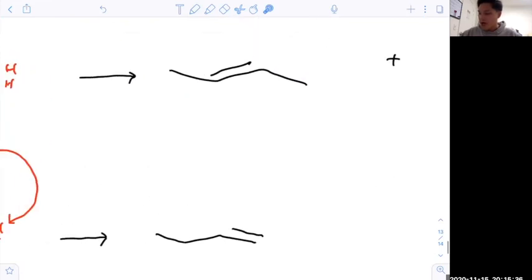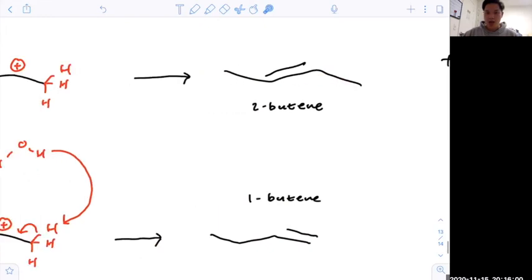And if you compare these two, these are really, really different, right? If you were to name it, this would be 1, 2, 3, 4. So it would be 2-butene. But if you were to name this one, this would be 1-butene, right? So these are very different compounds right here.